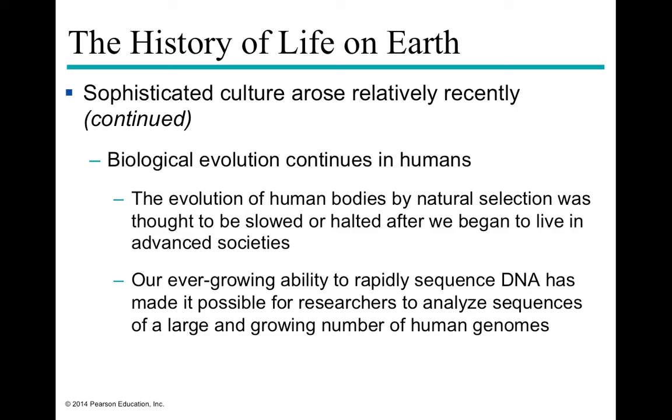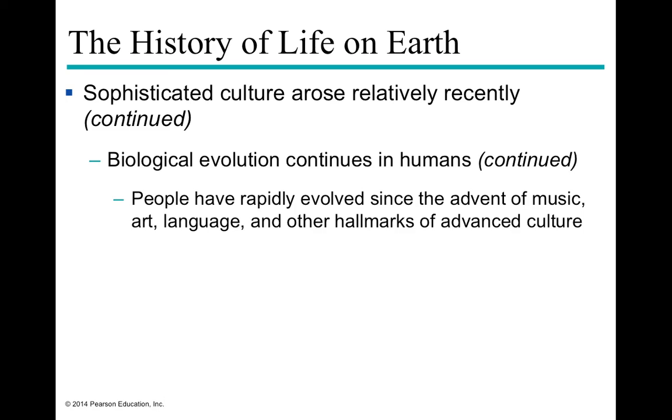We also know that biological evolution is still continuing in humans today. Natural selective pressure is still influencing human bodies. We thought that it was slowed or halted after we began to live in advanced societies where we no longer had selective pressure. However, now that we're looking at DNA sequencing across multiple different sets of humans across the planet, and we're able to analyze sequences of a growing number of human genomes, we do have evidence that we are still undergoing the process of natural selection and evolution. People have rapidly evolved over time since the advent of music, art, language, and other hallmarks of what we consider to be advanced culture today.